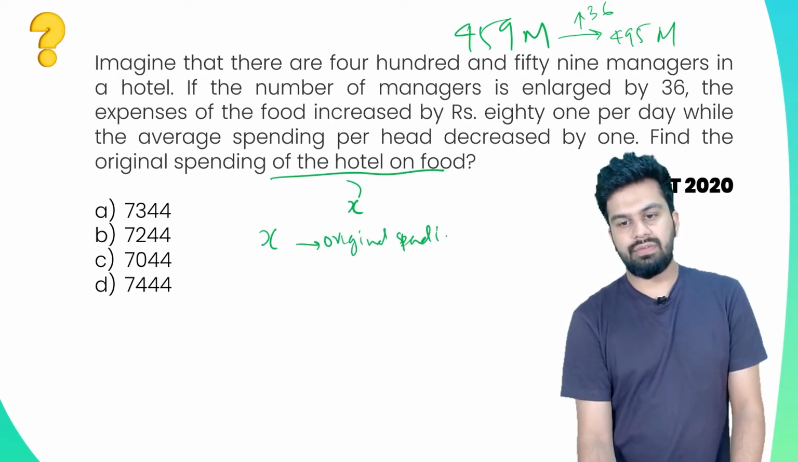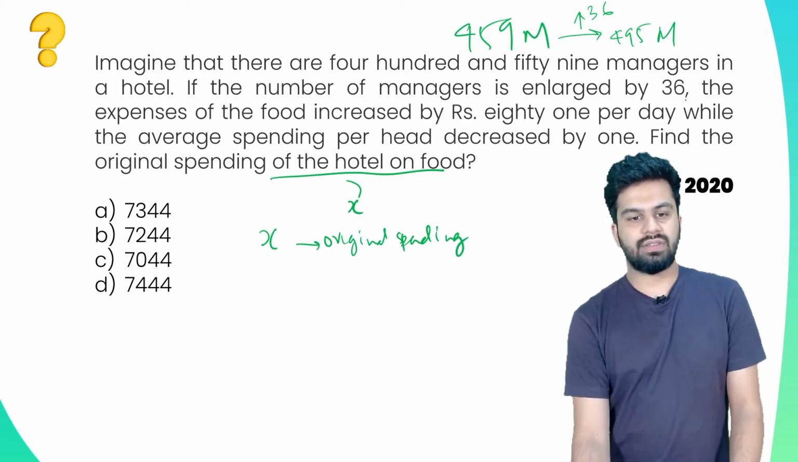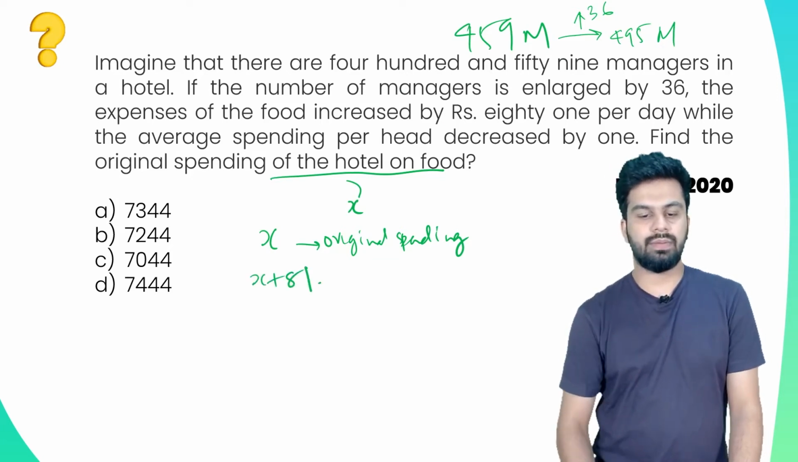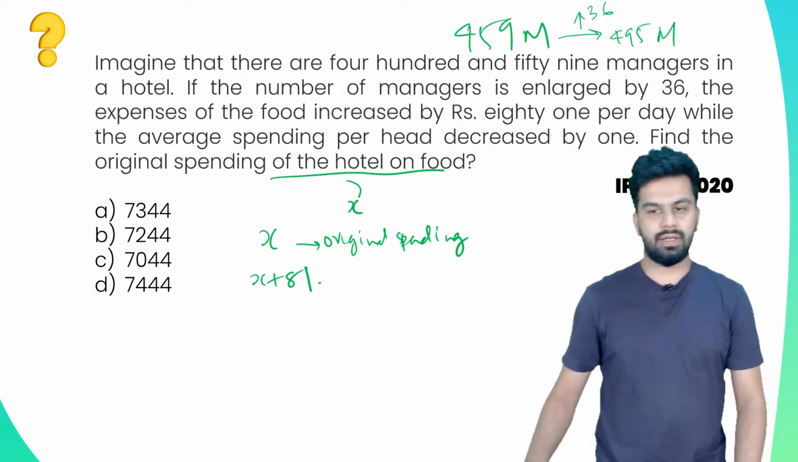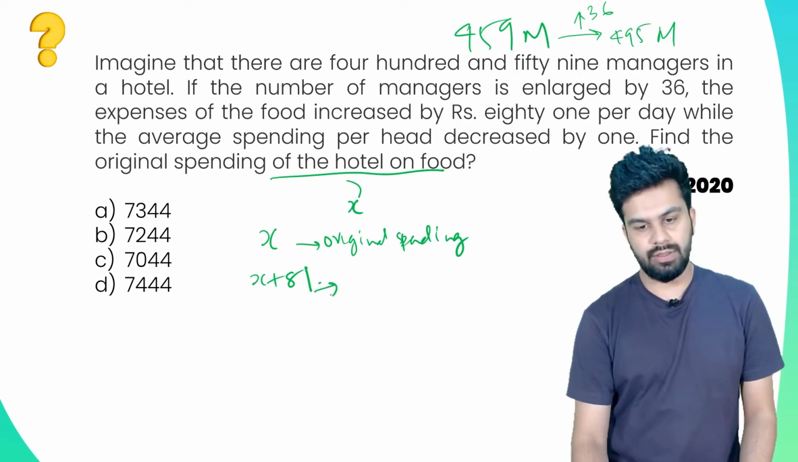And what is happening when we are increasing the managers? If the number of managers is enlarged by 36, the expense of the food is increased by rupees 81 per day. This goes up by x plus 81. Okay, so that is what is happening right now. x plus 81 is our new spending on food. This is the new spending.